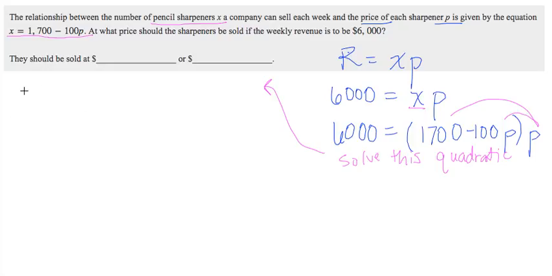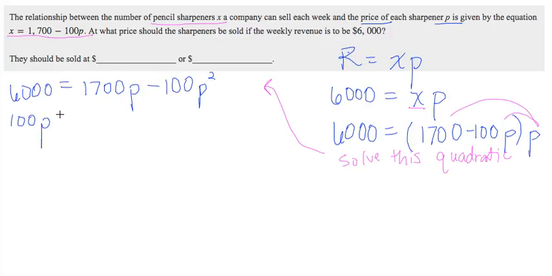So let's see, distributing p would give us 1,700p minus 100p squared. I don't like having negatives in front of my p squared term, so I'm going to move both of these two terms over to the left side so that they become positive. I'm going to add 100p squared to both sides and subtract 1,700p from both sides. And then this 6,000 right here is positive 6,000 equals 0.